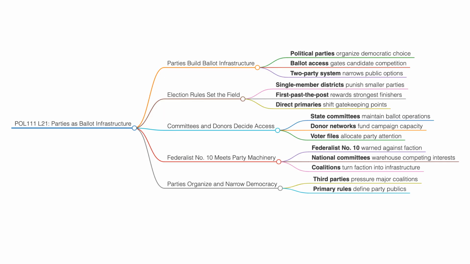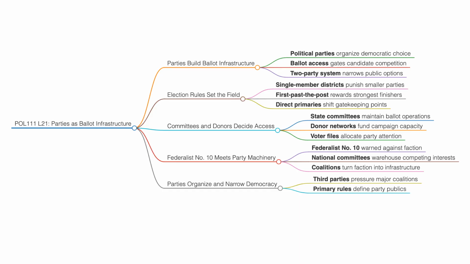Once two parties dominate ballot access and voter habit, they become gatekeepers. They decide who receives institutional backing, which issues get coalition space, which voters receive attention, and which candidates become viable before most citizens notice the race.